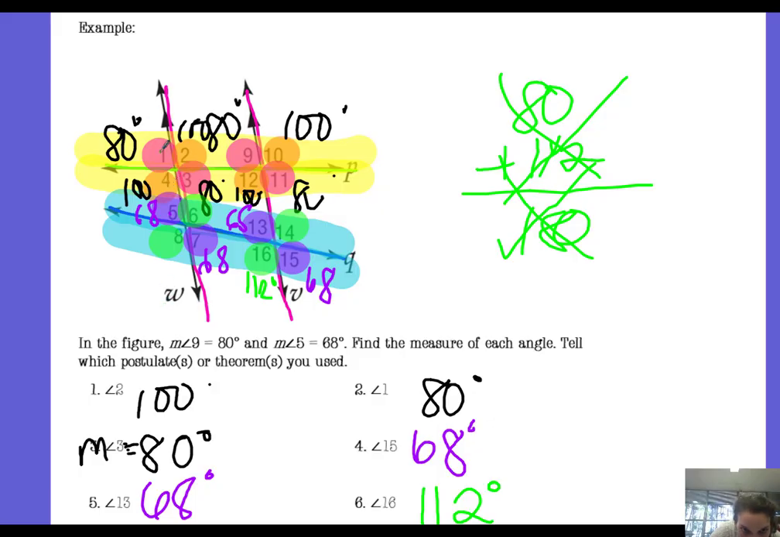Like if you look at angle 1 and angle 5, those are corresponding. The measure of angle 1 is 80 degrees. The measure of angle 5 is 68 degrees. Those are not congruent. So since these two lines are not parallel, these corresponding angles are not congruent. Those special relationships do not apply.